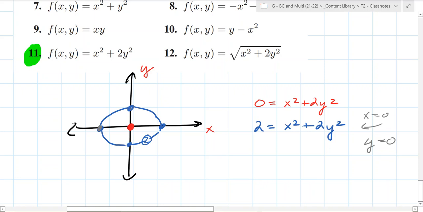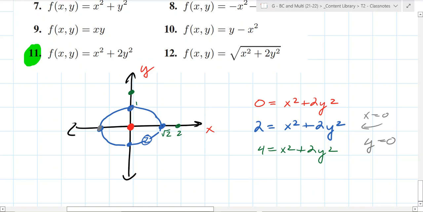What should I choose next? 4. So if I choose 4, 4 is equal to x squared plus 2y squared. If y is 0, what's x? Plus or minus 2. So this was 1, and the next one's going to be 2. And what shape are you going to get? This was root 2 right here, so then it's 2 right here.